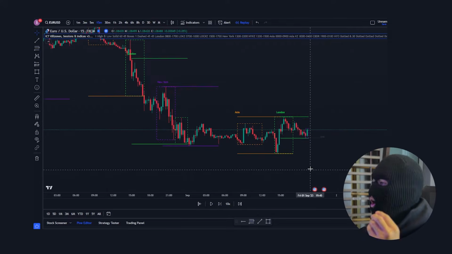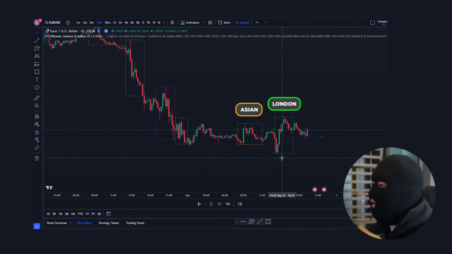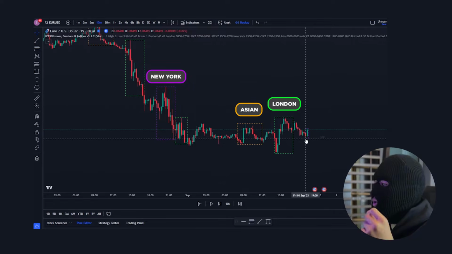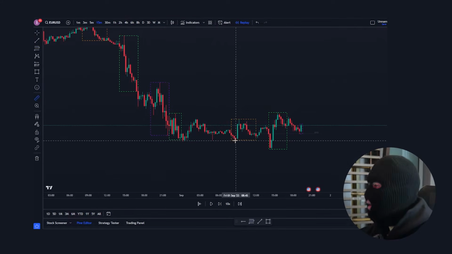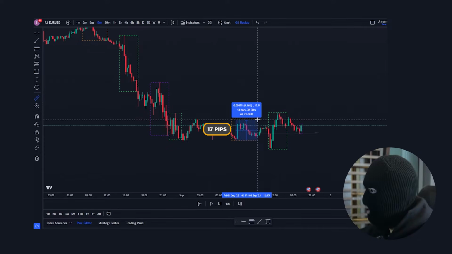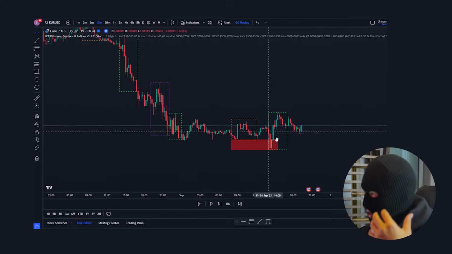For reference, the orange box is the Asian range, the green box is the London Killzone and London close, the purple box is the New York Killzone. Now let's take a look at this example on the 50-minute Euro-US dollar chart. It created a 17-pip Asian range. As price came out of the Asian range, price swept the Asian low and started to reject towards the upside.